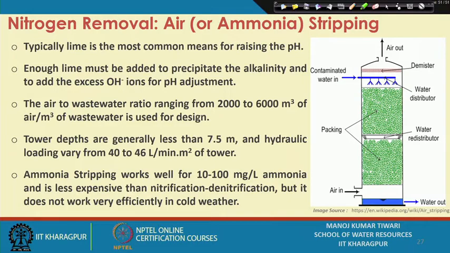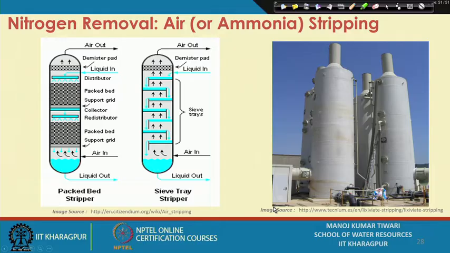the pH adjustment. The air to water ratio typically used in the design ranges from 2000 to 6000 meter cube of air per meter cube of wastewater, and this works well for the 10 to 100 milligram per liter range. There are different kinds of strippers which can be used. There are packed bed strippers, where there is packing. We flow liquid from the top and air from the bottom. As they pass they interact with each other, air gets out, and liquid gets collected in the bottom.